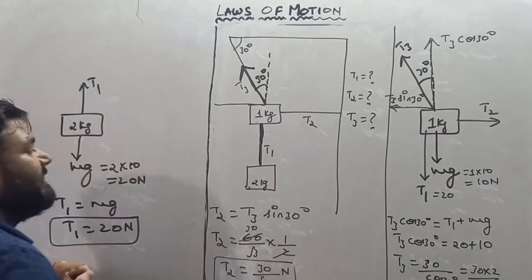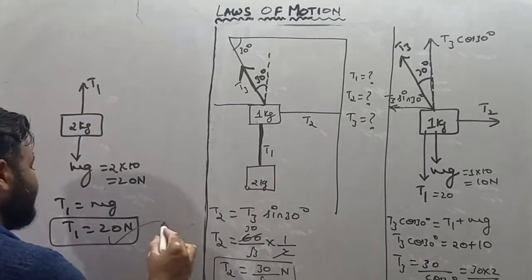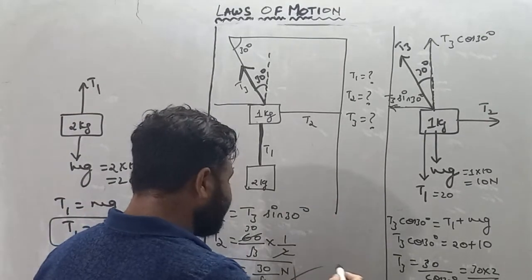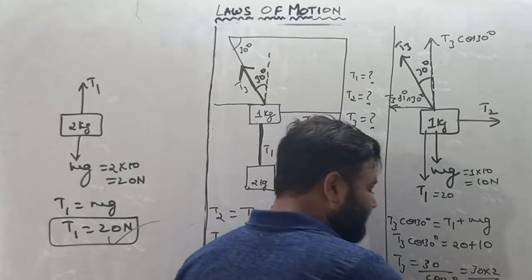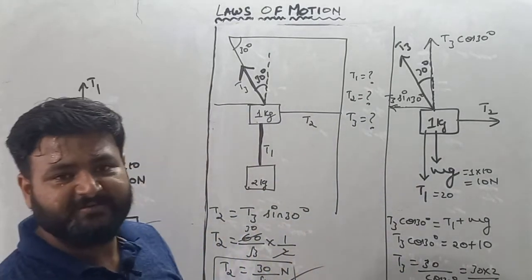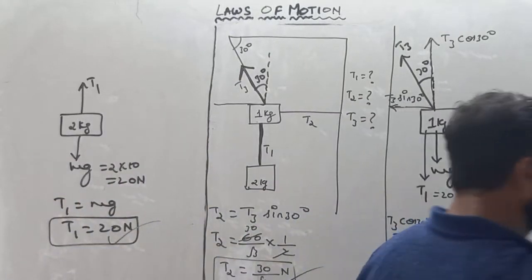So here the value of T1 is 20 Newton. We get the value of T2, it is 30 by root 3 Newton. We get the value of T3, it is 60 by root 3 Newton. I hope you all understand this question.